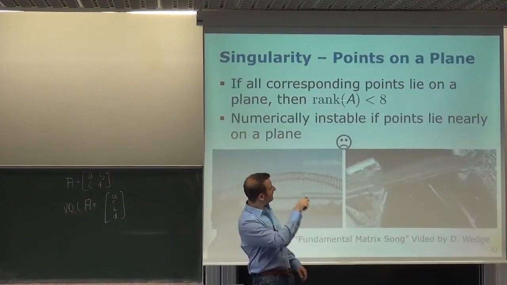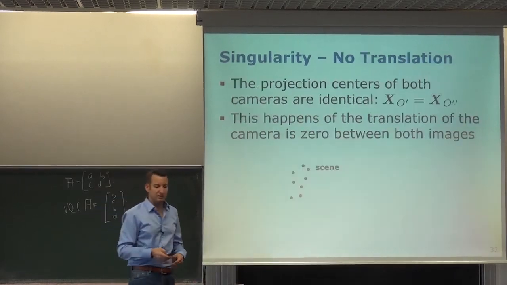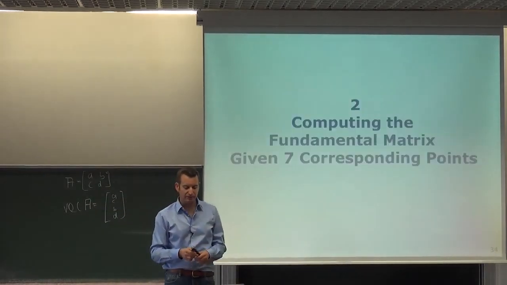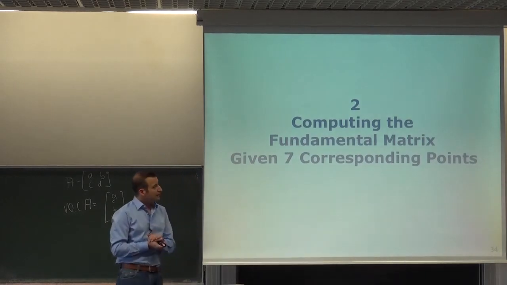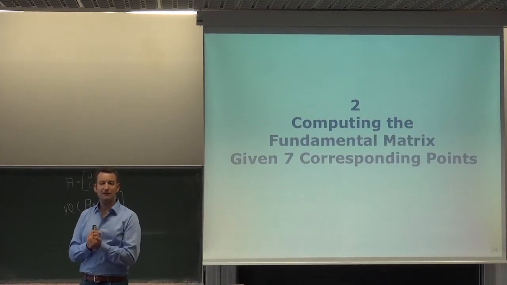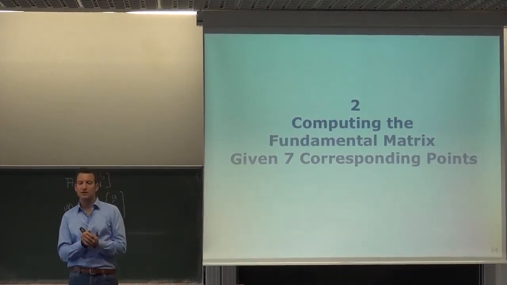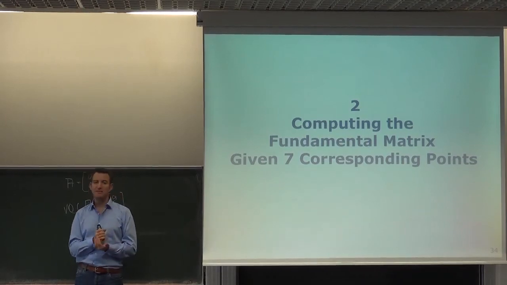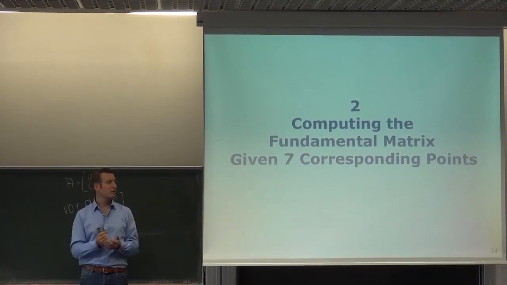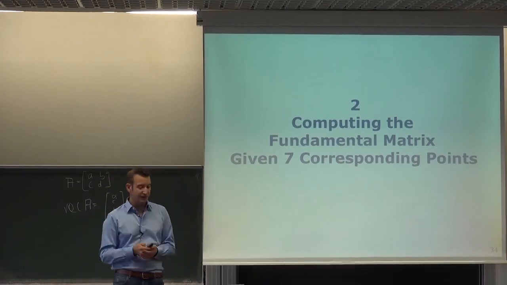And you can test for that, because you can inspect the rank of your matrix A, but there's something you need to take into account that this can be a problem. Okay, the next thing we can have a look into is what happens if we have only 7 corresponding points. If we have only 7 corresponding points, the 8-point algorithm is not going to work, because we won't be able to solve the system of linear equations.